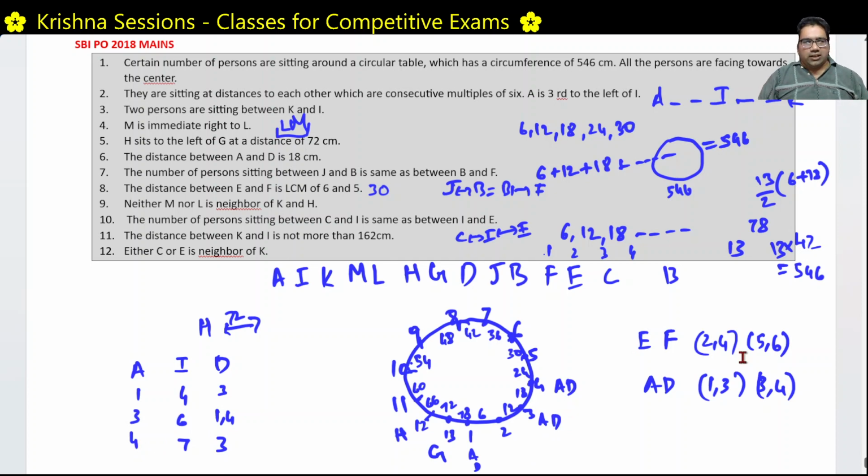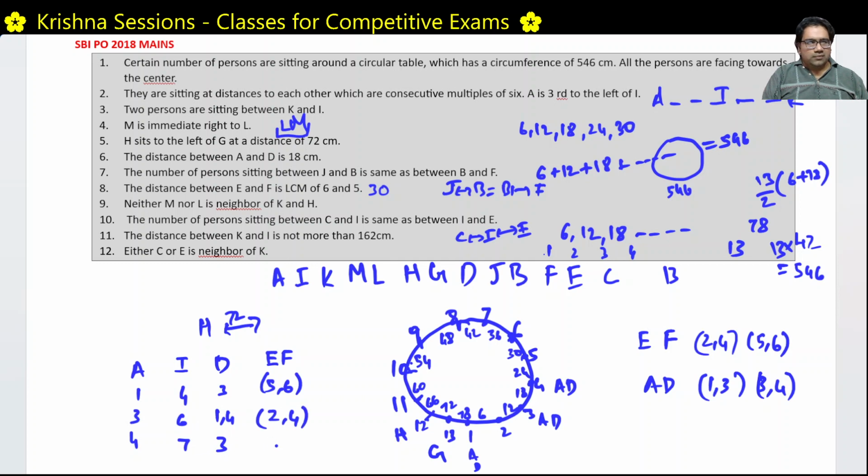Now, EF 2, 4 or 5, 6. So in this case, if A is sitting at 1, I has to sit at 4. That means the 2, 4 option is not there. E has to sit at 5, 6 only. EF basically have to sit at 5, 6, either E at 5 or F at 5 and the other at 6. Here, then the 6 option is not there. It is 2, 4 only.